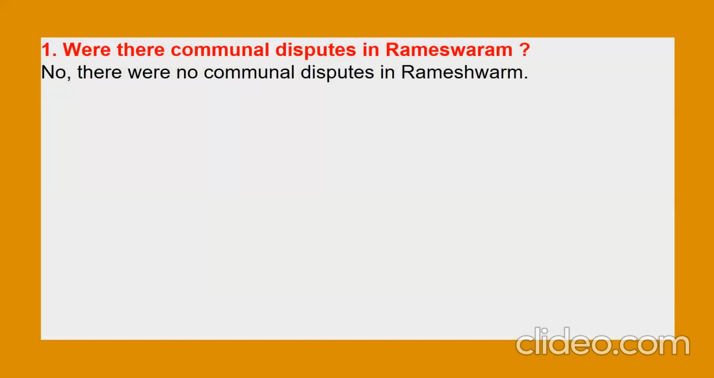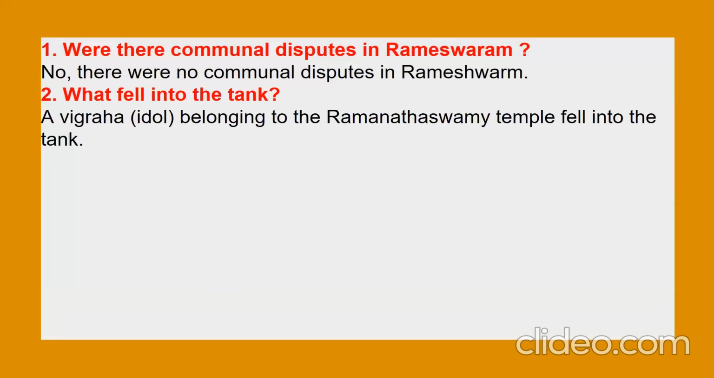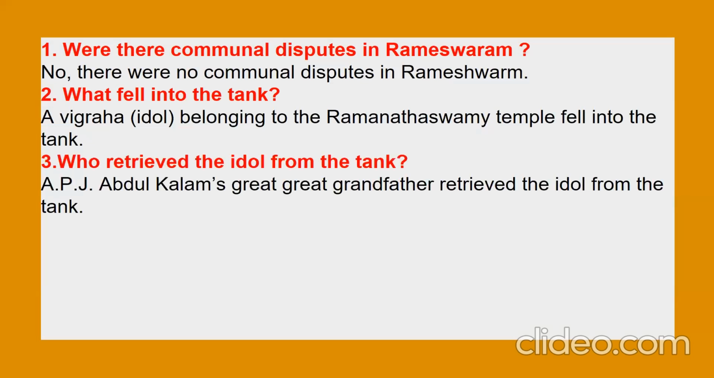Were there communal disputes in Rameshwaram? No, there were no communal disputes in Rameshwaram. What fell into the tank? A vigraha, an idol belonging to Ramnath Swami temple, fell into the tank. Who retrieved the idol from the tank? APJ Abdul Kalam's great great grandfather retrieved the idol from the tank.